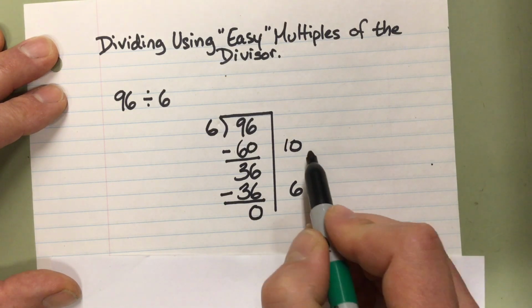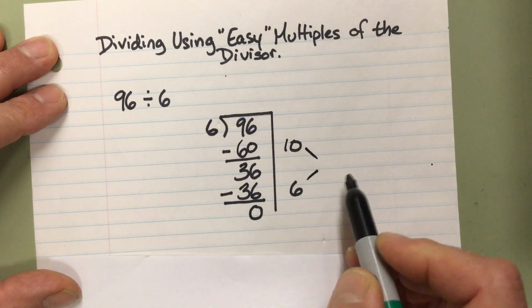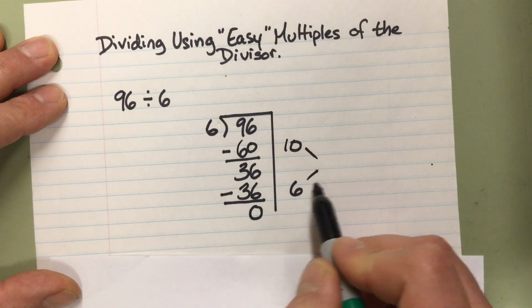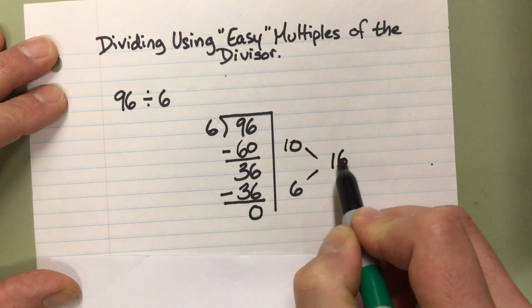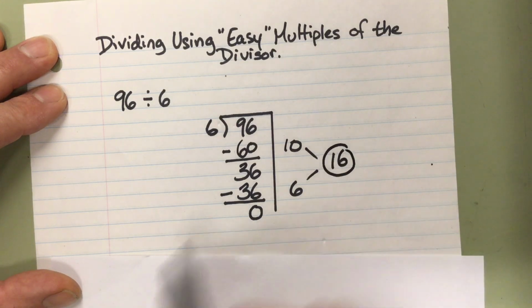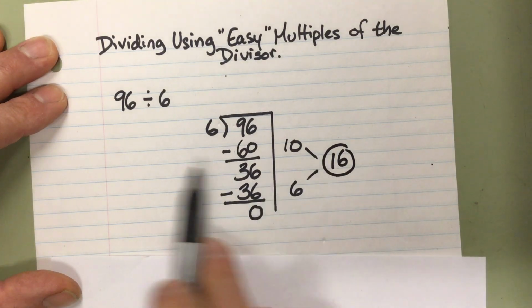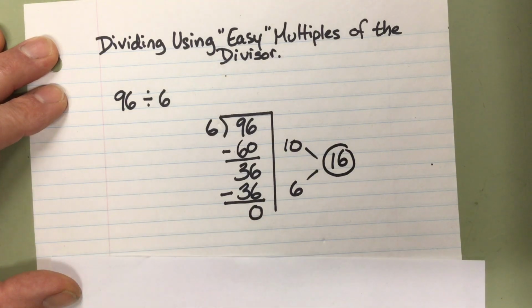Now my answer is going to be the sum of these two. I'm going to add those two together. 10 plus 6 is 16. So there are 16 6s in 96, or 96 divided by 6 is 16.